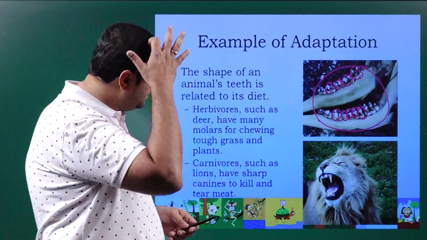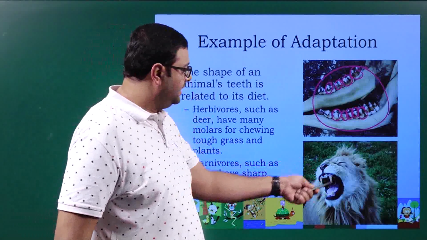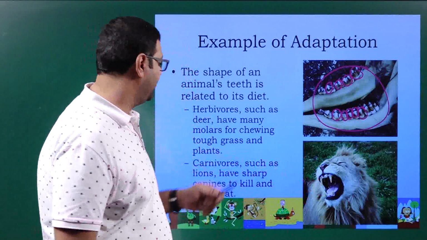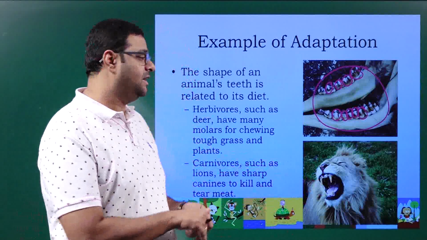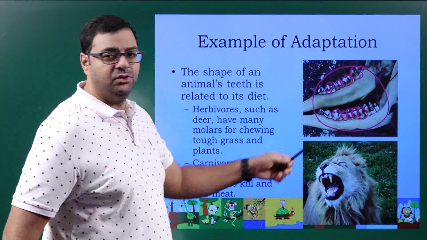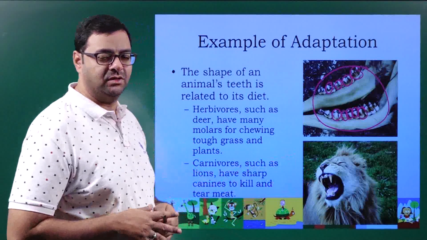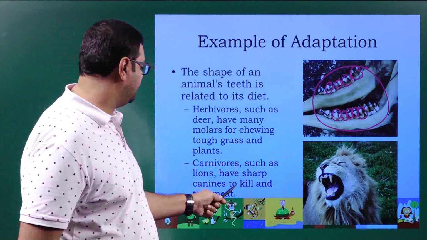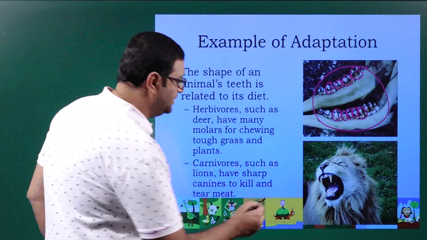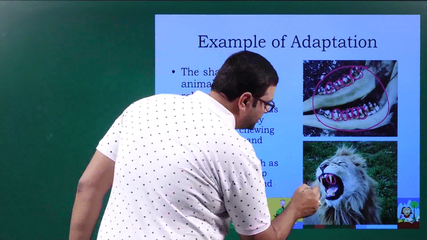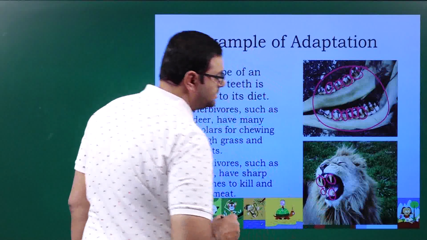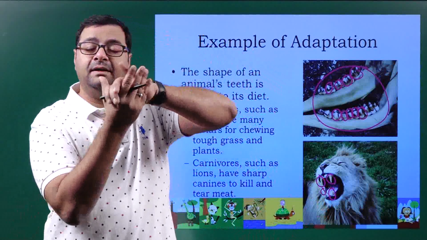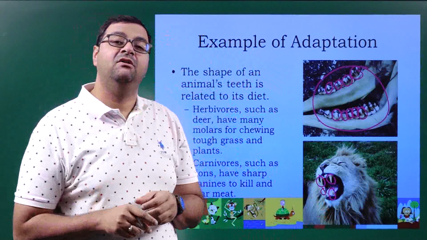Similarly, if you see this lion here, it is taking a nap and it is yawning, or maybe it is laughing. Even the lions laugh this way. Now carnivores, you know that lions are carnivores, they are top predators. Lions have sharp canines to kill and tear meat. These are the sharp canines you see here, which help it to tear the food and grasp its food as well.